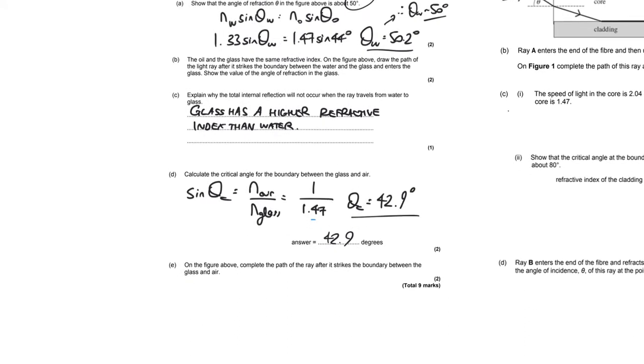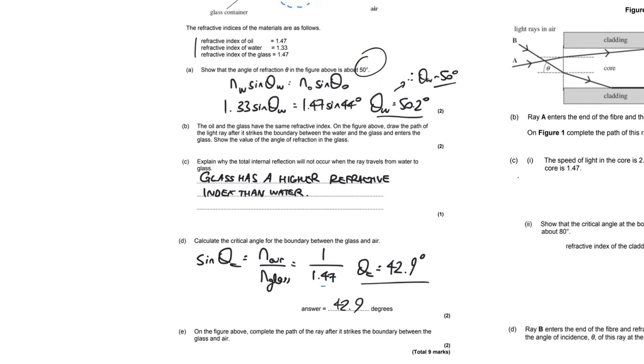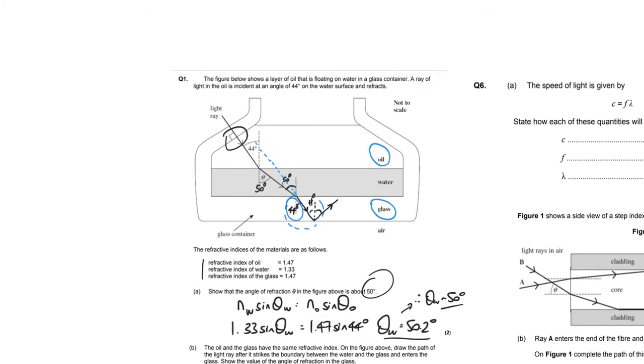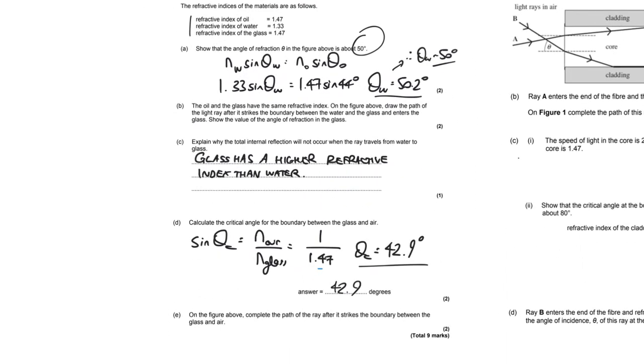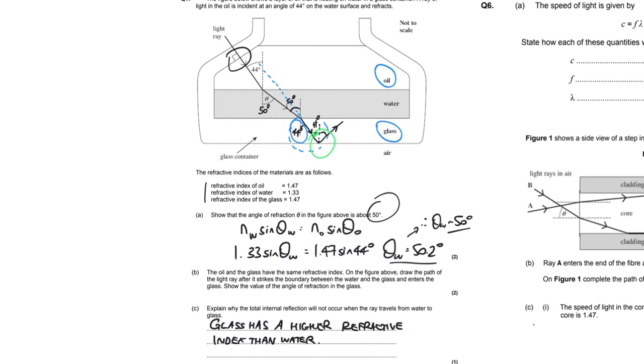Finally then, this last bit: on the figure above, complete the path of the ray after it strikes the boundary between the glass and the air. I'll give you 3, 2, 1. And if I move up here, you can see I've tried to indicate total internal reflection because the angle of incidence, 44 degrees, which this angle is here, using just laws of angles, is greater than the critical angle we just calculated, which was 42.9 degrees. Therefore, we'll get total internal reflection.